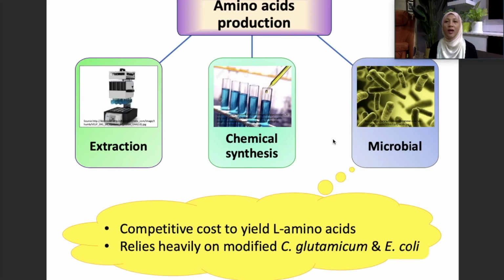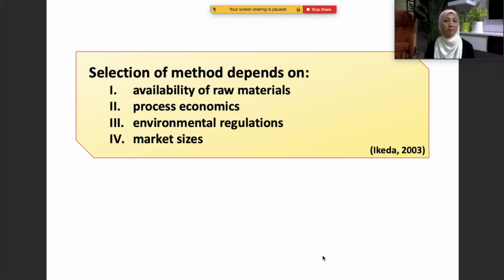Okay, how can amino acids be produced? As you can see from this slide, three methods can be used to produce amino acids. The first one is extraction. The second one is chemical synthesis, and the third one is microbial, through fermentation or through enzymatic synthesis. However, the selection of method depends on these characteristics.